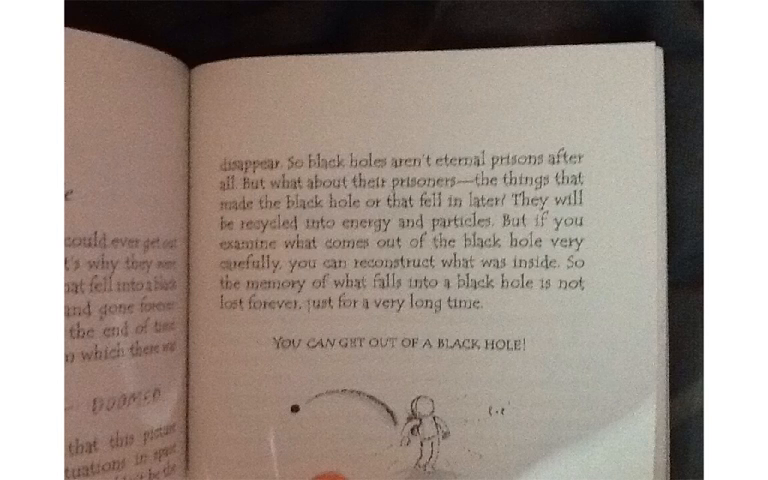But what about their prisoners, the things that made the black hole or that fell in later? They will be recycled into energy and particles. But if you examine what comes out of a black hole very carefully, you can reconstruct what was inside. So the memory of what falls into a black hole is not lost forever, just for a very long time. You can get out of a black hole.